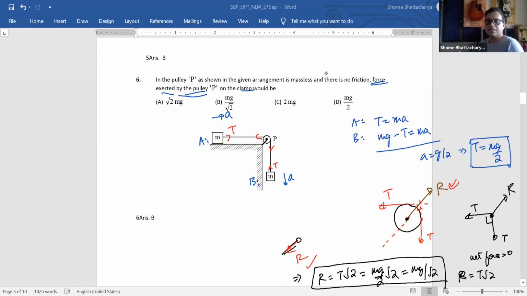So the pulley is massless, remember, it's given that it's massless. Even if the question had not mentioned that the pulley is massless, you have to assume it's an ideal pulley. So it is frictionless and massless. Okay, people, so hope this is clear.